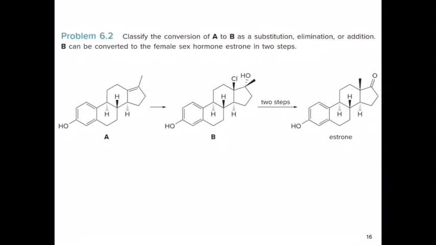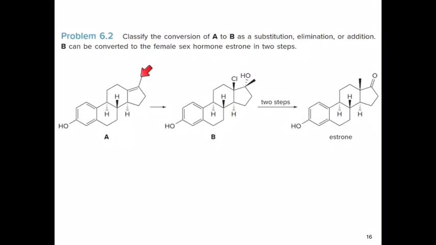Here's practice problem number 2. Classify the conversion of A to B as a substitution, elimination, or addition. B can be converted to the female sex hormone estrone in 2 steps. So the first thing that you should do here is to analyze the difference between molecules A and B.